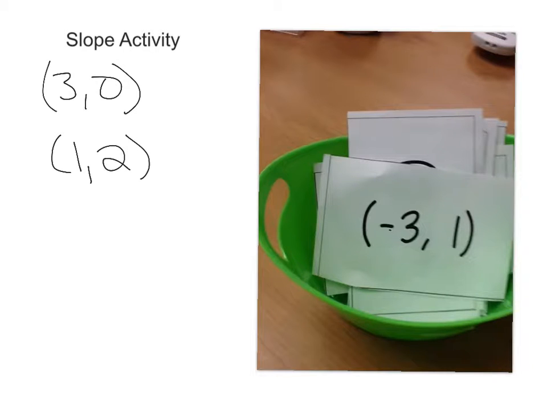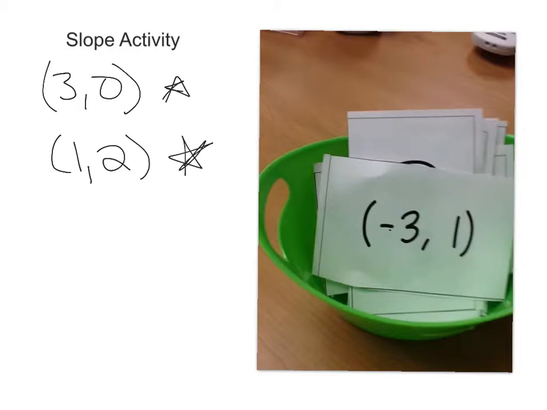Now that I have an ordered pair, and my partner has this ordered pair, our job is to calculate the slope. We will both do this on our whiteboard apps on Explain Everything. After you're done, then you will compare and make sure that you both got the same answer.